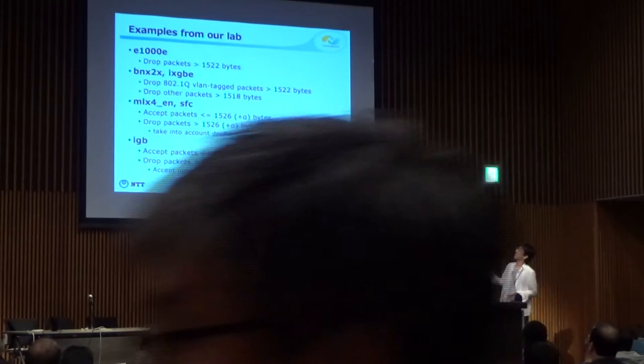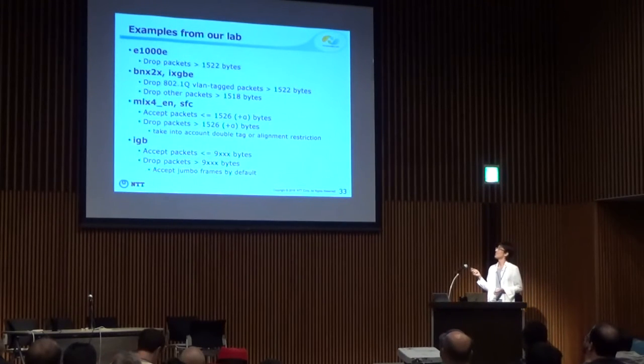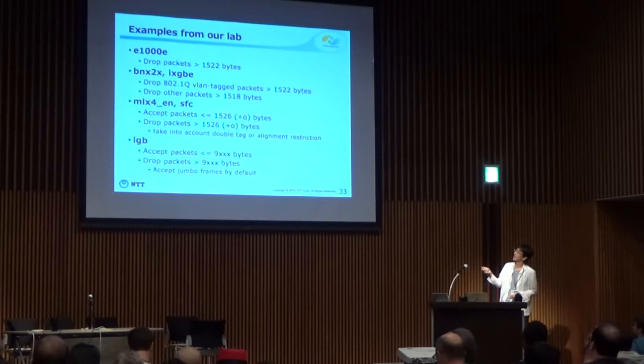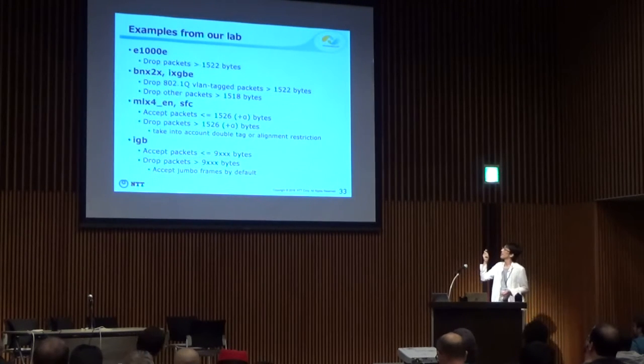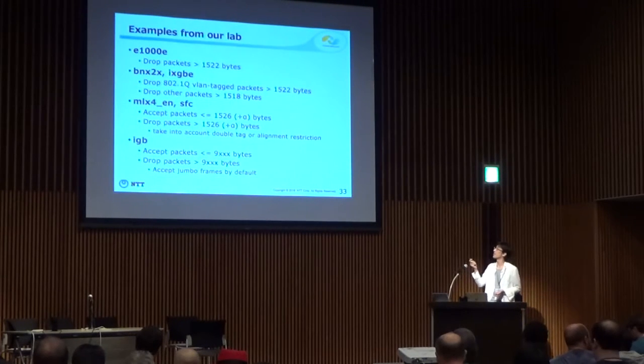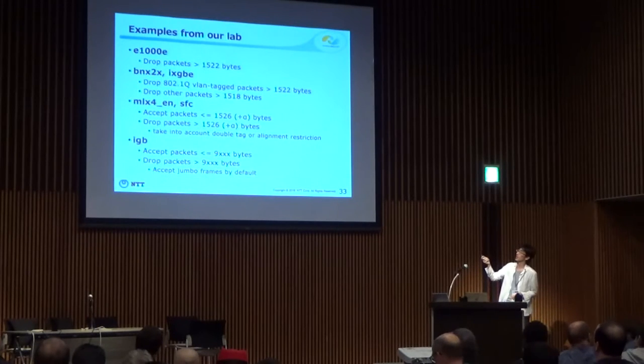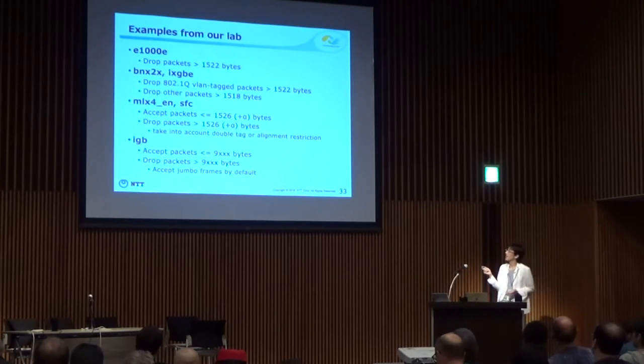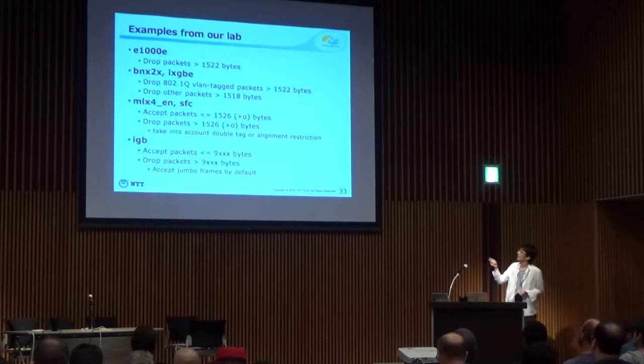E1000D drops packets larger than 1,522 bytes. And BNX2X and IXGB are similar, but they drop packets larger than 1,518 bytes if the packets are not tagged with one VLAN tag. And MLX4 and NFP accept double tagged packets.